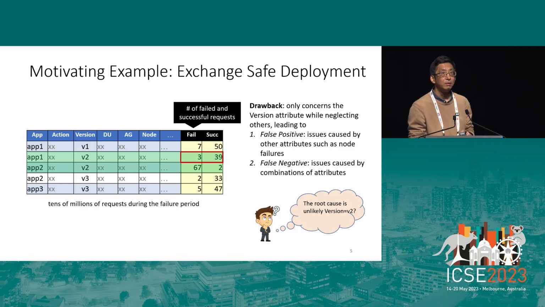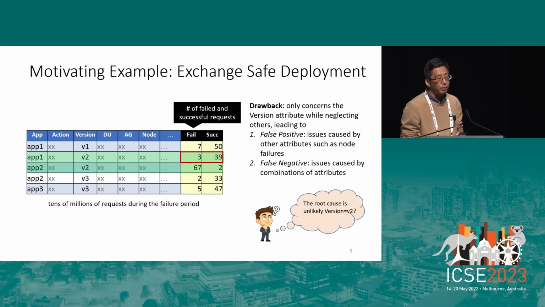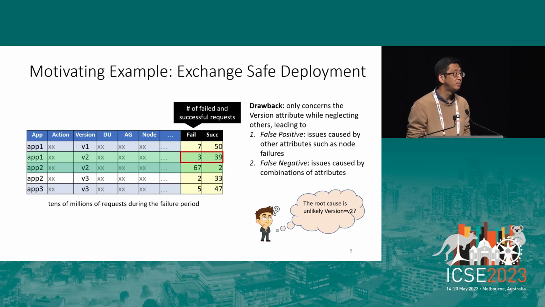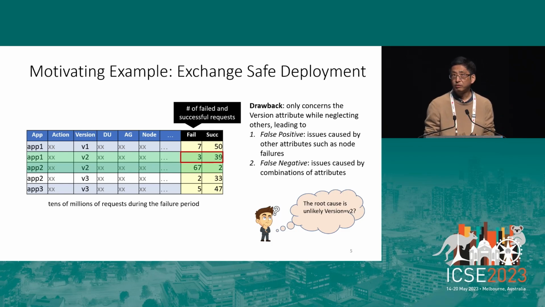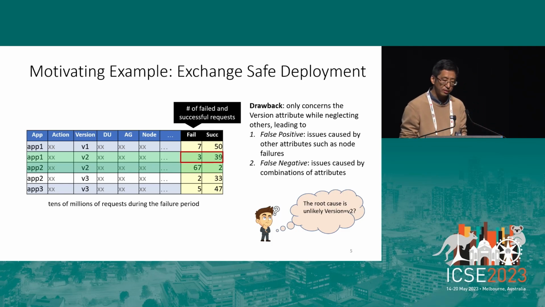Because the problems may be due to a combination of attributes. For example, when you run app2 on the version 2 service, the problem happens. If you use other app versions, or deploy the system on other versions, the problem will not happen. So basically, here we try to find a combination of certain attribute values which is the root cause. That's the challenge.